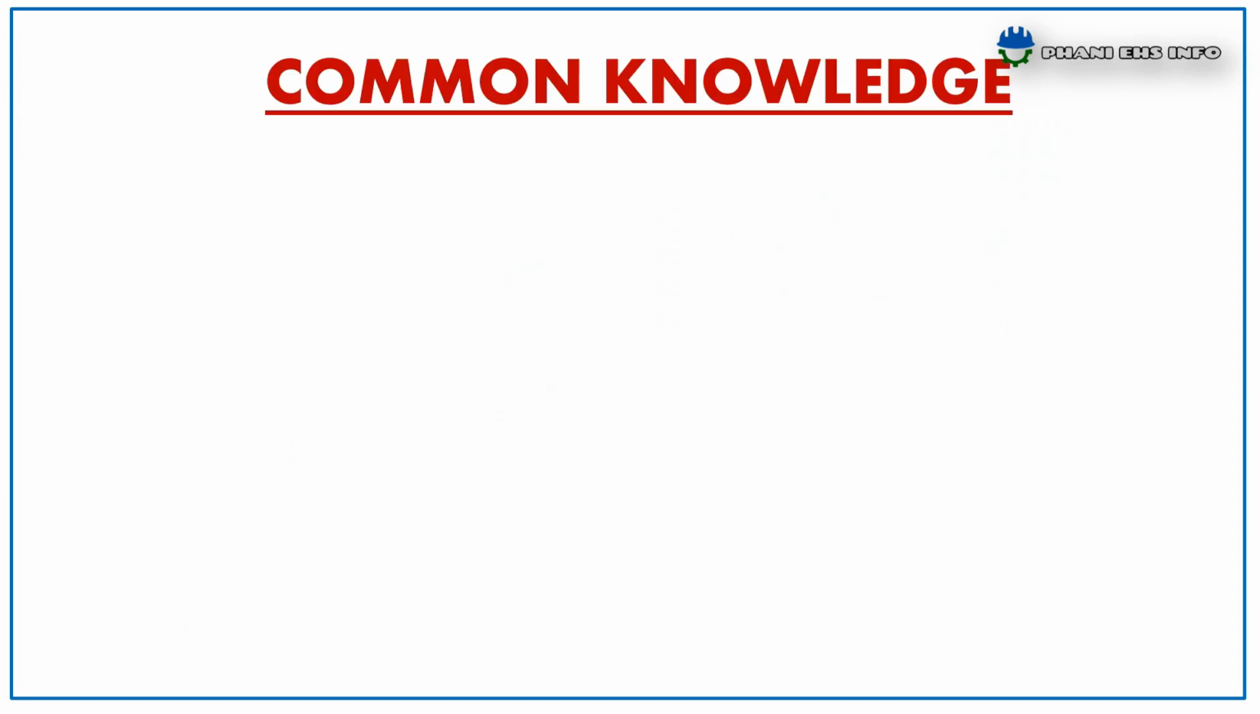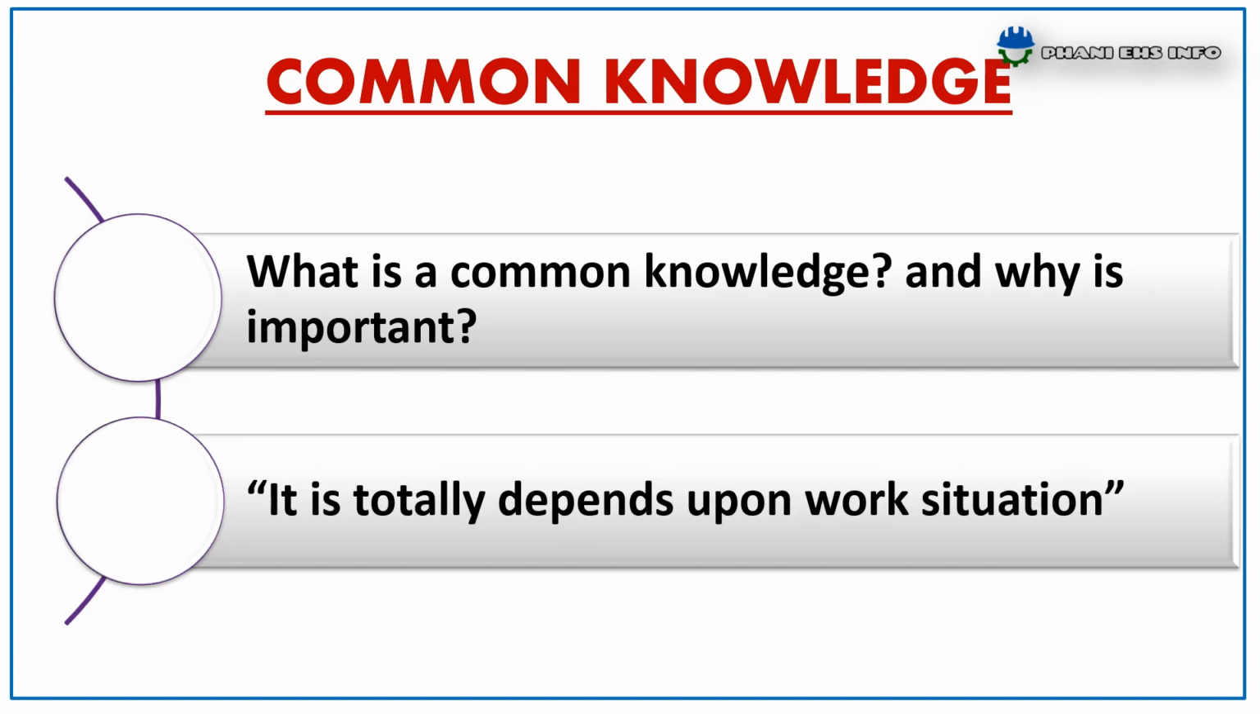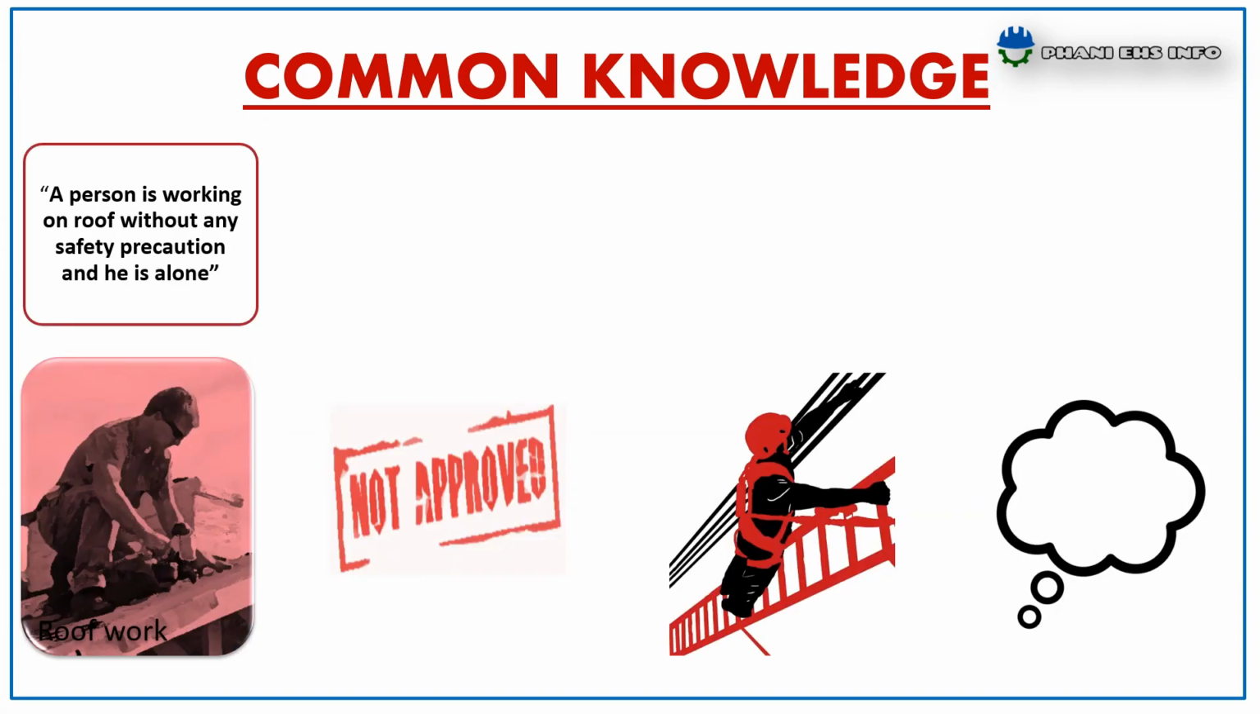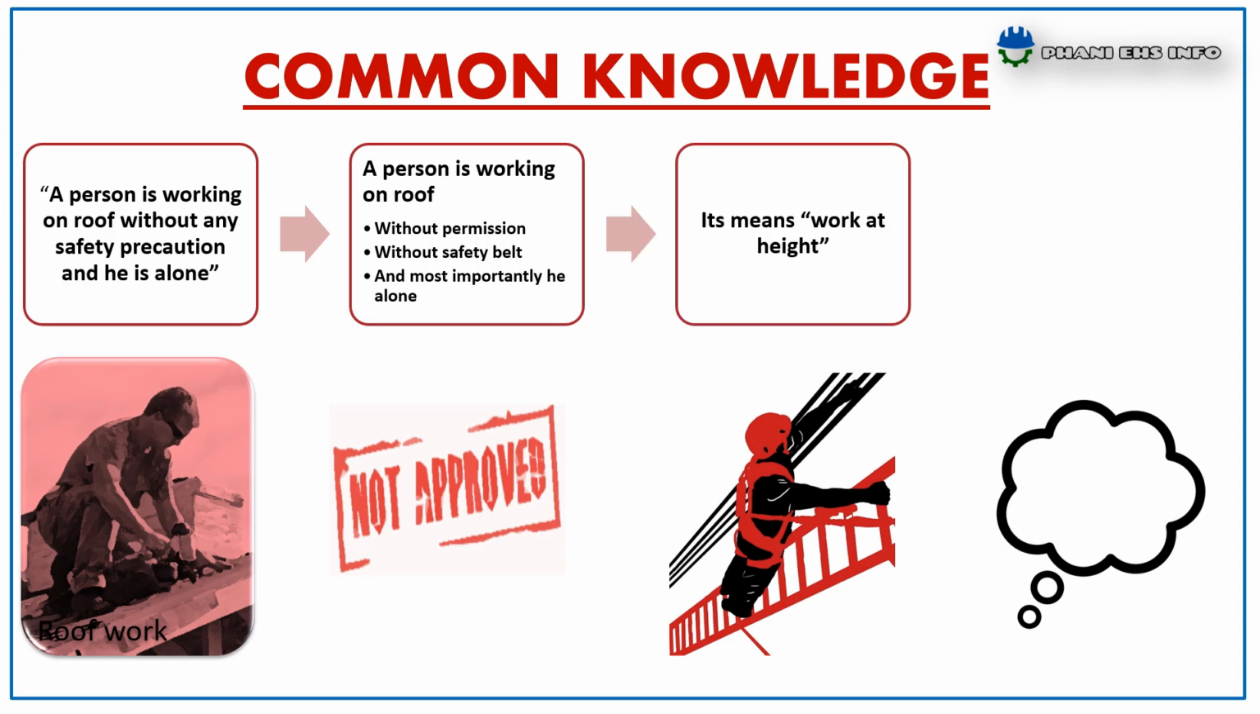First one, common knowledge. What is common knowledge and why is it important? It totally depends on the work situation. For example, a person is working on a roof without any safety precautions and he is alone. Here the situation is a person working on a roof without any safety precautions and he is alone. Which means a person is working on the roof without permission, without a safety belt, and most importantly he is alone. It means work at height.